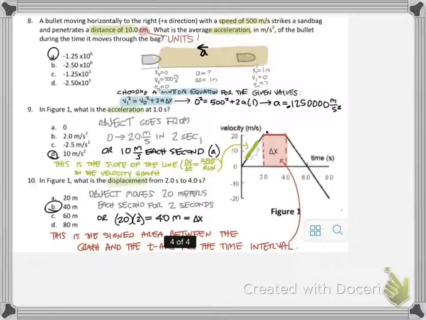Get those units right, meters and seconds, right away. What is the average acceleration of the bullet? So again, we have a motion diagram with everything labeled. I guess delta t is missing there. Choosing a motion equation, you have vf squared equals vi squared plus 2a delta x. You know everything in there but the acceleration.